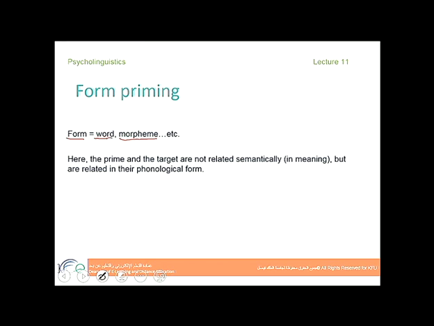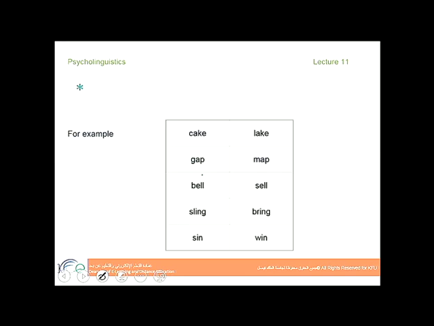So here, the prime and the target are not related semantically, or in meaning, but are related in their phonological form. In phonology, they sound the same. So words that sound the same, this is called form priming. Do we have examples here? Yes, we do have some examples.